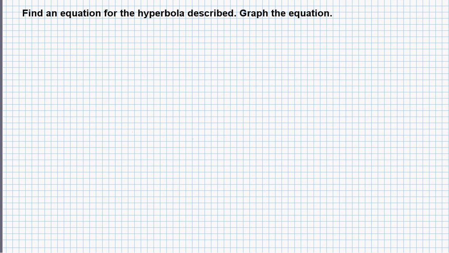In this first example we're going to be finding the equation for the hyperbola, and then we're going to be graphing the equation. We're given some information. In this first one, the center is at 0, 0, the focus is at -3, 0, and one of the vertex points is at 2, 0. We're going to use that information to find the equation, and then we're going to graph it.